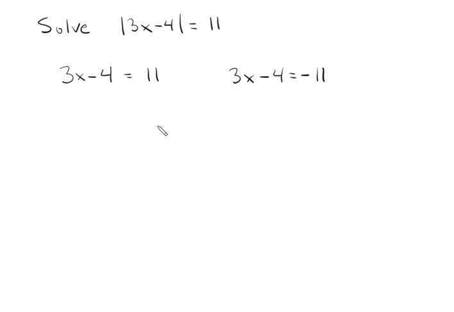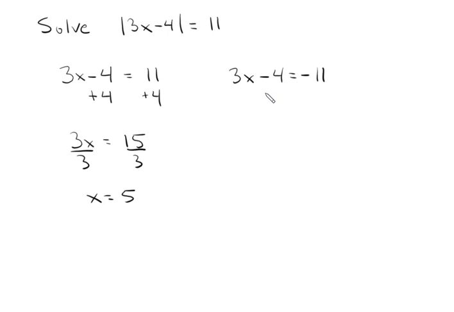Okay, so then step 4 says solve the individual equations from step 3. That means we just need to solve both of these equations through normal algebraic means. So we'll do that by, on the first equation, adding 4 to both sides. And that gives us 3x is equal to 15. Then we'll divide both sides by 3. And that gives us x equals 5.